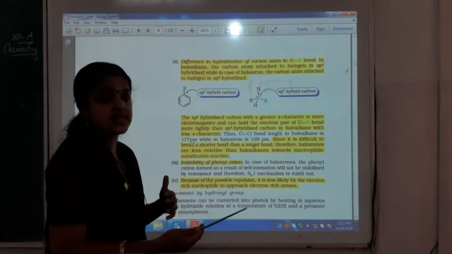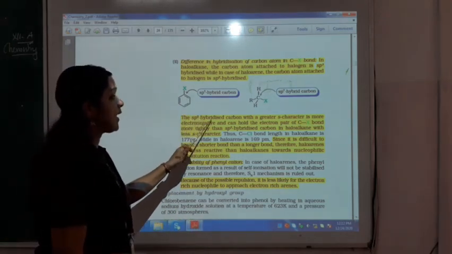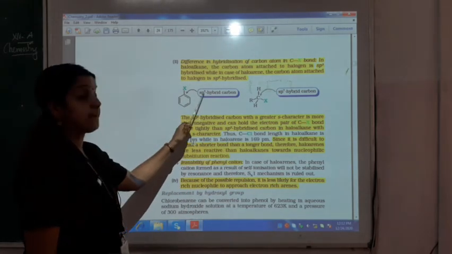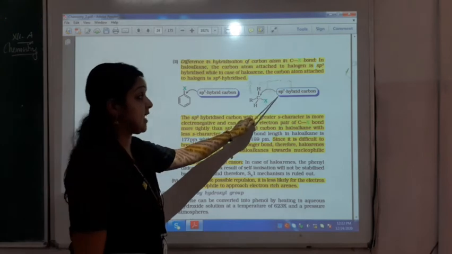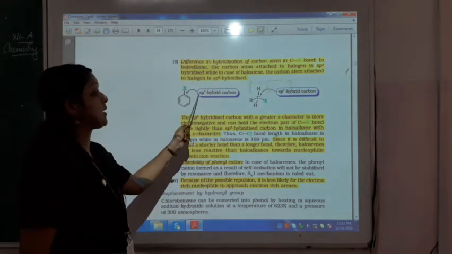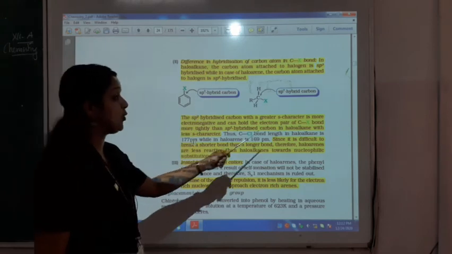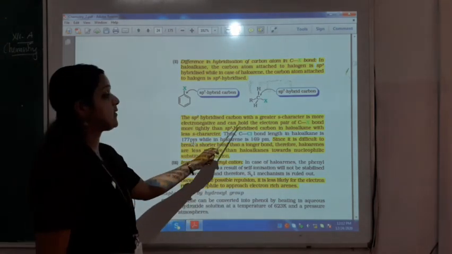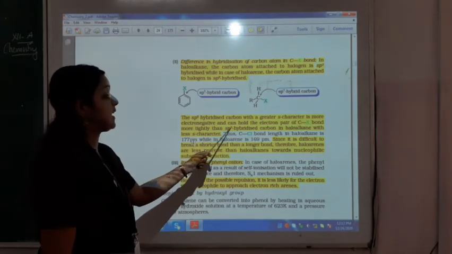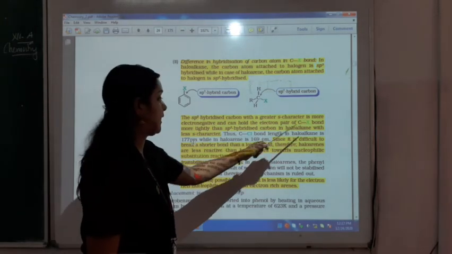So what difference does it make? The sp2 hybridized carbon has greater s character, sp2, right? Here it is sp3. So the s character is actually much less when compared to that of sp2. It is more electronegative and can hold the electron pair of the C-X bond more tightly than the sp3 carbon in haloalkane.